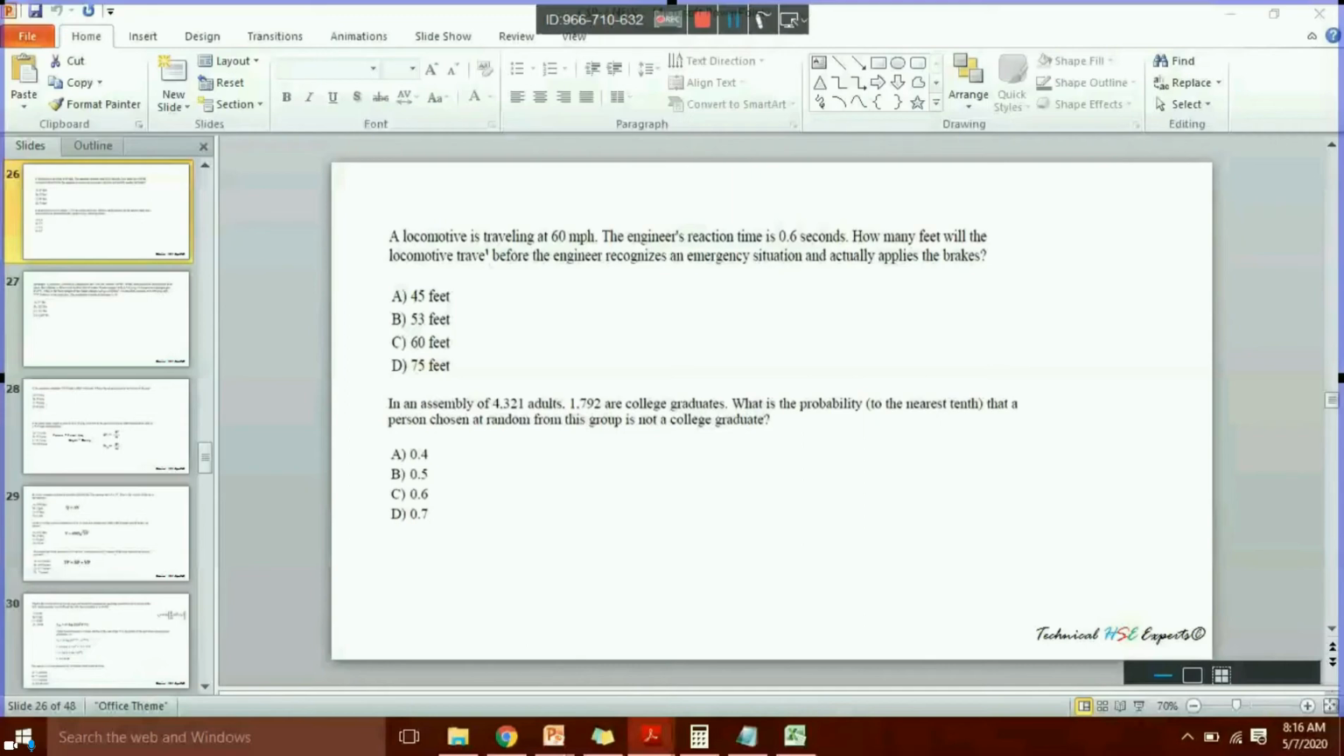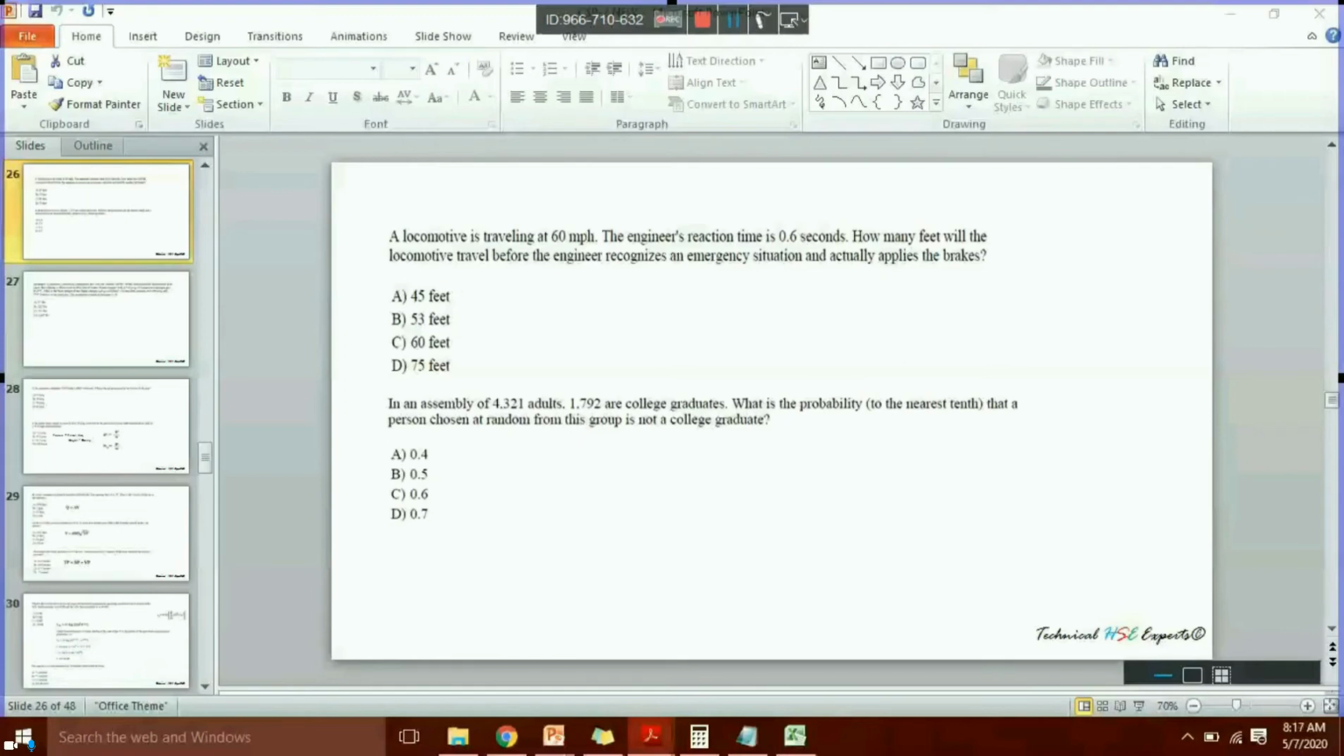So see this question. A locomotive is traveling at 60 miles per hour. The engineer reaction time is 0.6 seconds. How many feet will the locomotive travel before the engineer recognizes an emergency situation and actually applies the brake? So, within this reaction time, how much distance is traveled? That's the question.